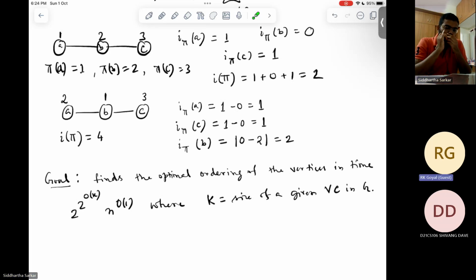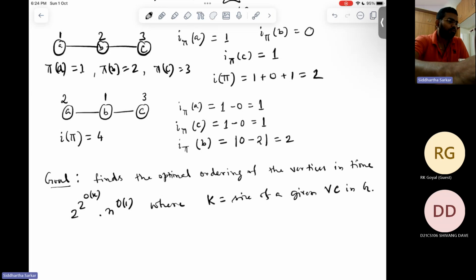So this expression is 2 raised to the power of the order of k, multiplied by n raised to the power of the order of 1. Yes, so this is 2 to the order k times a polynomial in n. Yes. So this is the whole objective.